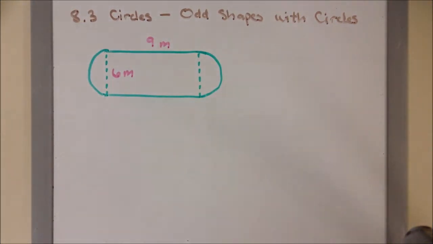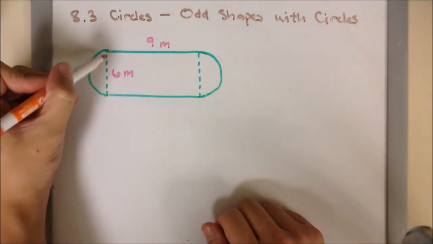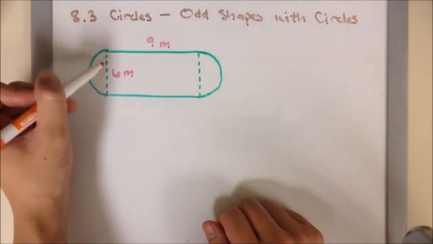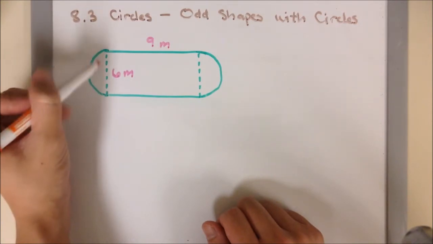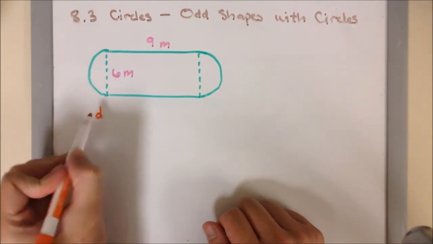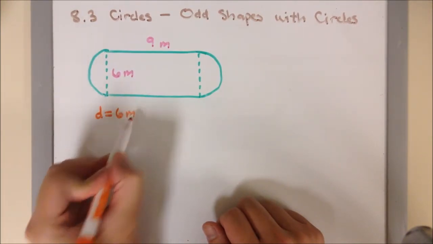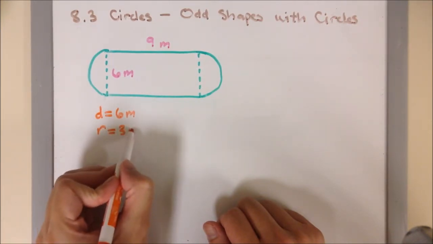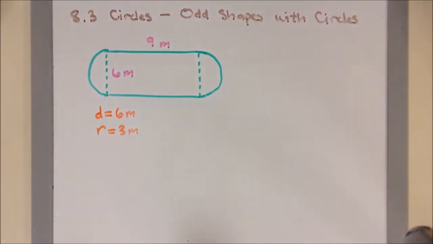Before we could do any kind of work, let's talk about finding measurements pertaining to circles. See here, this is basically the width of the rectangle in the middle, but it's also the same when we combine it with the circle. So basically this is the diameter of 6 meters. Now if I'm looking for radius, it's just half of it, so the radius of the circle is 3 meters.